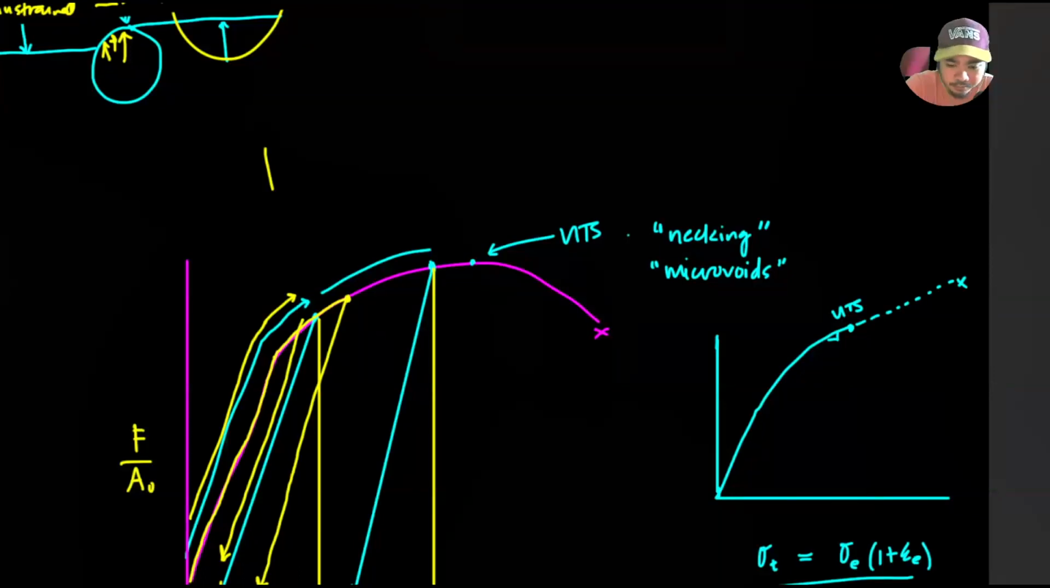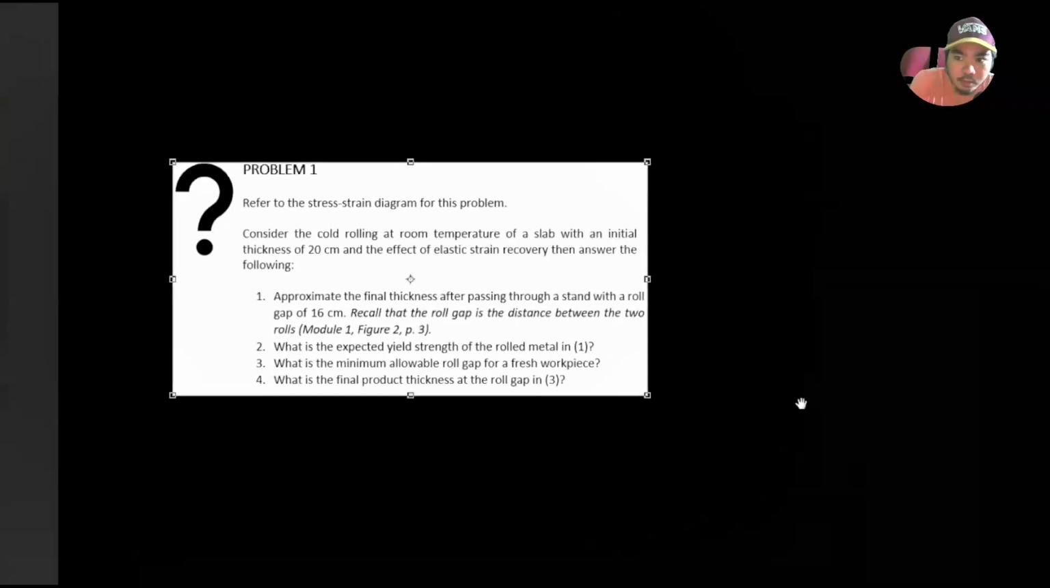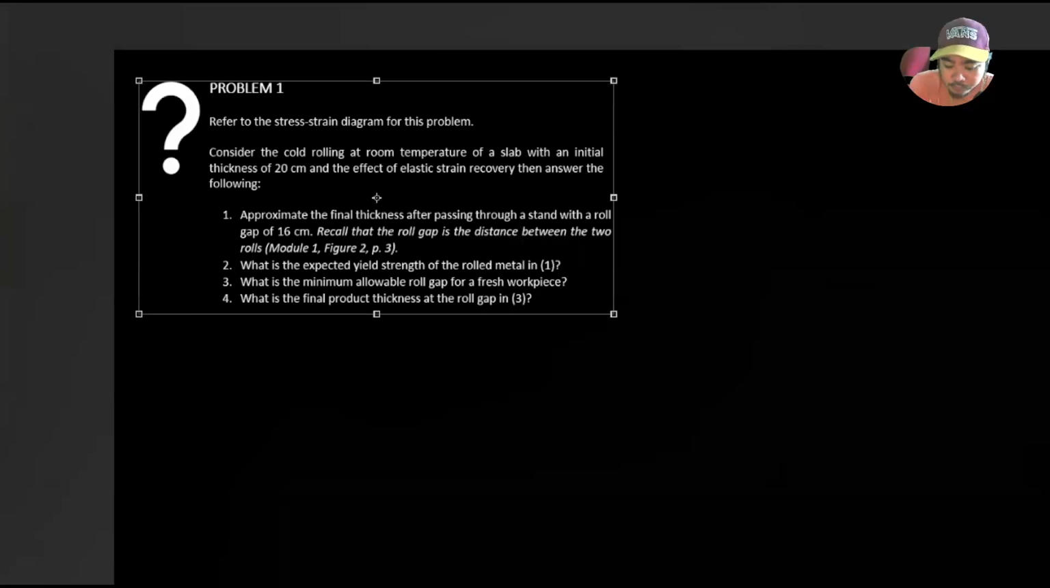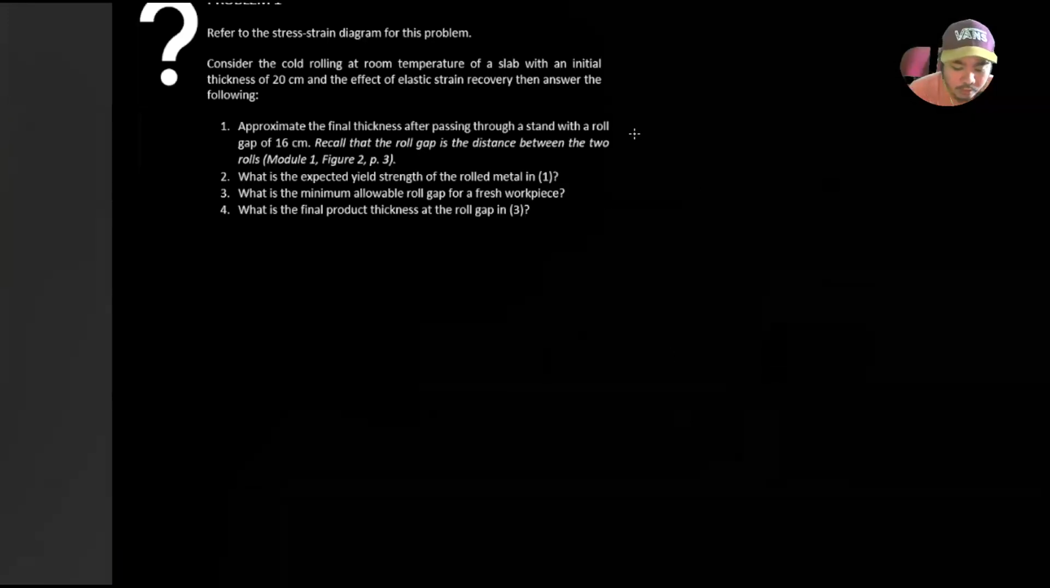Kita nyo ba? Bumalik na ako sa ano, no? Sa parang blackboard ko. Tama? Opo. Okay, thank you. So, lagay ko lang dito siya. Okay? So, ang question, so okay na tayo sa question number 1. Proceed tayo sa question number 2. Question number 2 is, what is the expected yield strength of the rolled metal in number 1?